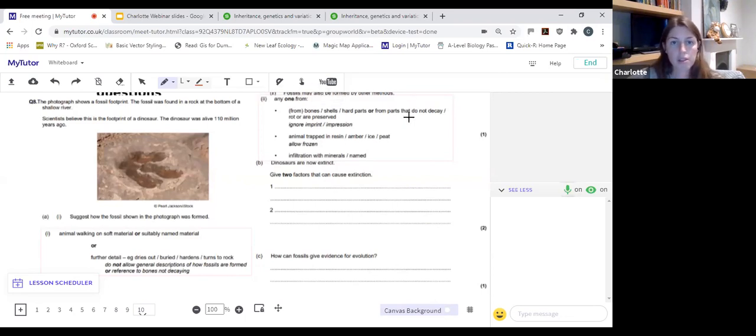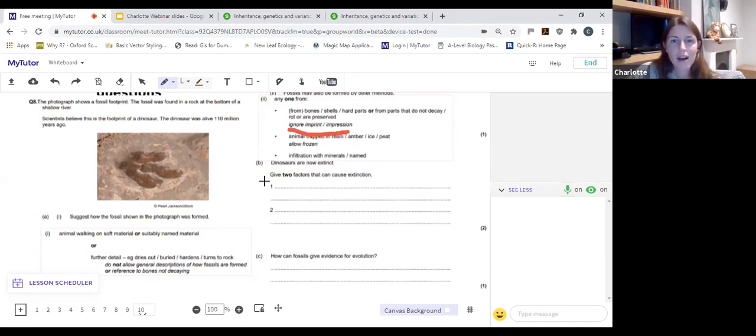Fossils may be formed by other methods, and you could have any one from this list here. They've given you quite a wide selection to choose from there. So from bones, shells, hard parts, or from parts that do not decay, you can mention that one. They have to ignore any mentions of imprint or impression. That's because that's exactly what a footprint is.